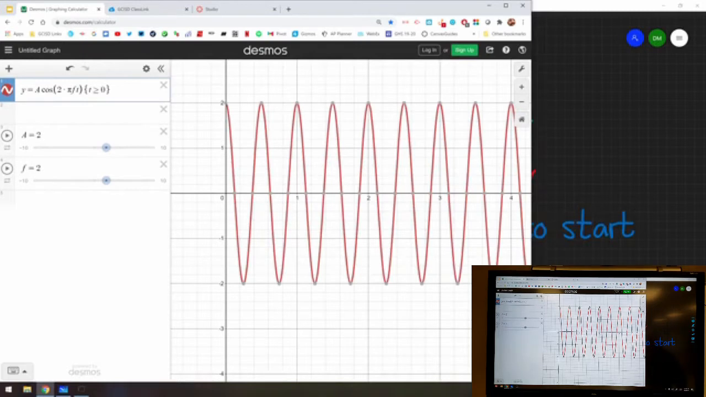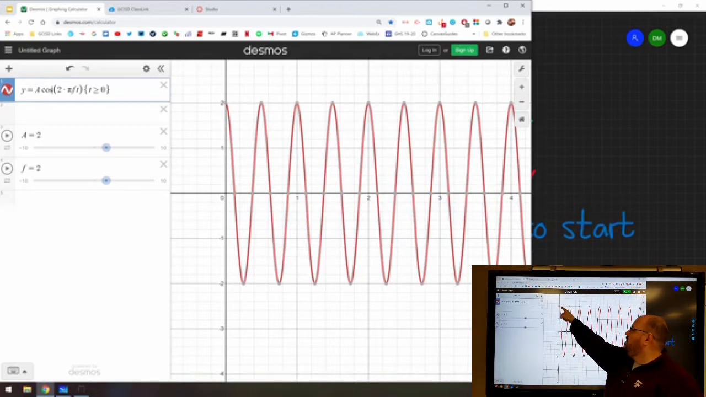By changing it to cosine, you'll notice that the amplitude didn't change. It still goes up to 2 and down to -2. If you look carefully, I still have a frequency of 2. Started at a crest, 1, 2 waves or oscillations in that 1 second. The difference now is that instead of starting at 0, it starts at a maximum. And so a sine graph starts at 0, 0. A cosine graph starts at a maximum.